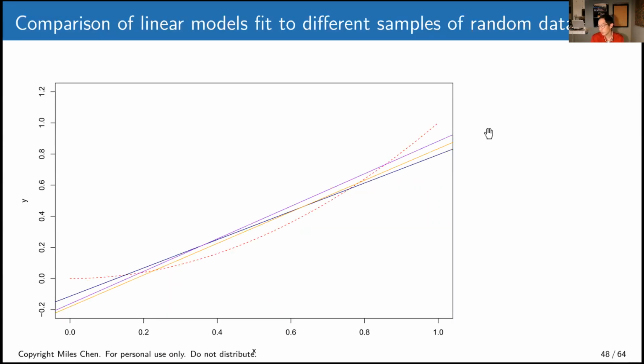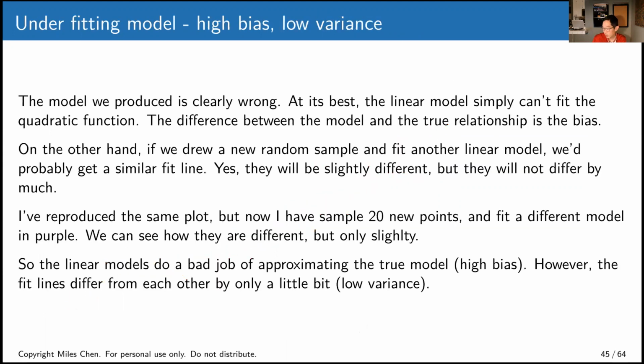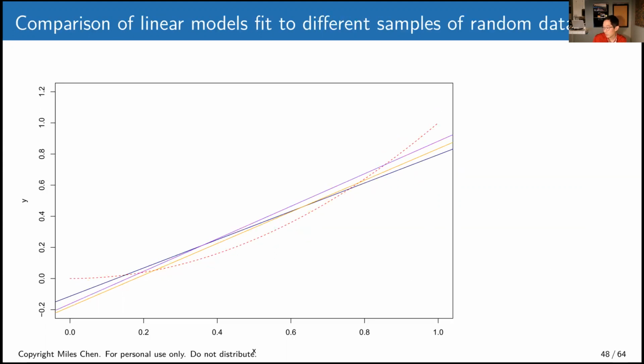If I compare those three lines, the blue, the purple, and the orange, we get slightly different estimates. These aren't great models, but how much do these blue, orange, and purple lines vary from each other? They don't vary that much. They're quite similar. So this would be something where we have high bias, in that the model does a bad job of capturing the actual relationship, but low variance between the models that we fit, in that the blue, purple, and orange lines don't vary much between them.